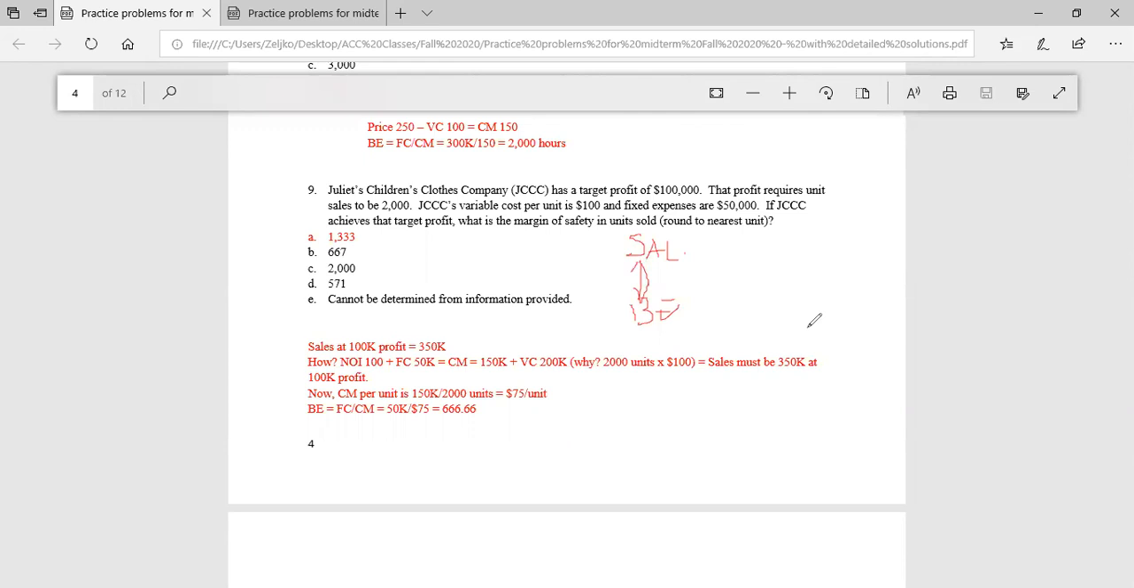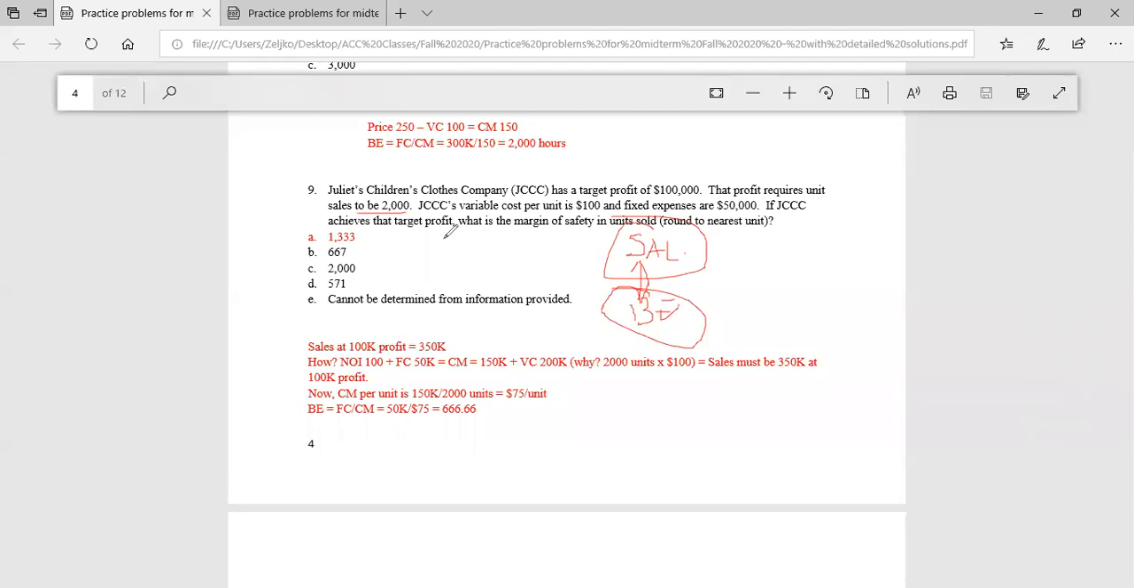So you know right away that you need your current sales and you also need break-even sales, right? So let's see if we have them. The profit has a target profit of 100,000. That profit requires unit sales to be 2,000. Okay. Now, what else? Variable cost, fixed expenses are 50. If JCC achieves that target profit, what is the margin of safety?